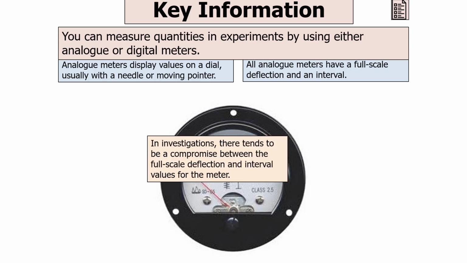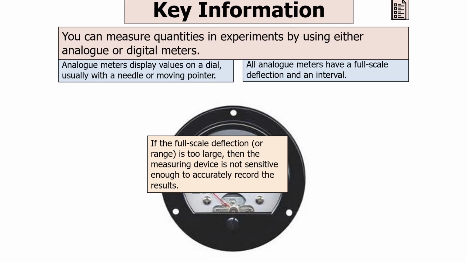In investigations, there tends to be a compromise between the full scale deflection and the interval values for the meter. If the interval values are too large, then not all of the results can be measured by the measuring device. If the full scale deflection or the range of the device is too large, then the measuring device is not sensitive enough to accurately record the results.